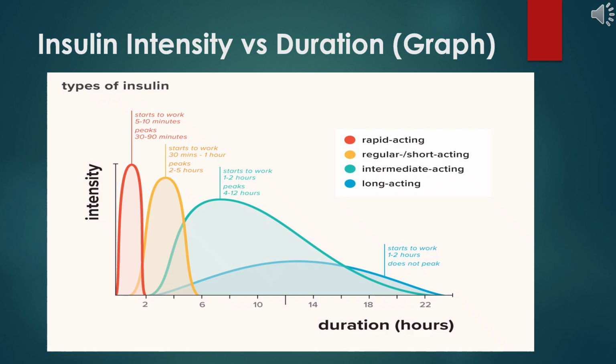This graph, as we can see, shows the duration and intensity of various insulin types. Rapid-acting peaks fast but fades quickly, while long-acting types like degludec maintain steady blood levels for extended periods.